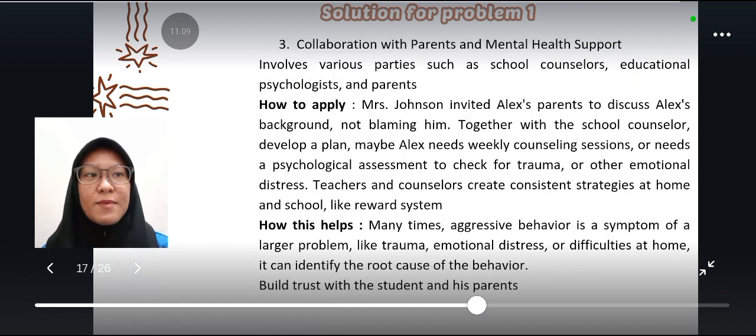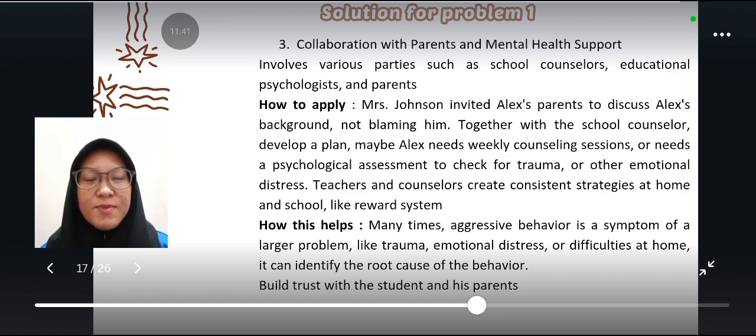Collaboration with parents and mental health support involves various parties like the school counselor, educational psychologists, and parents. How to apply? Mrs. Johnson invites Alex's parents to discuss Alex's background, not blaming him. Together with the school counselor, they develop a plan. Maybe he needs weekly counseling sessions or a psychological assessment to check for trauma or other emotional distress. They create consistent strategies at home and school, like a reward system.